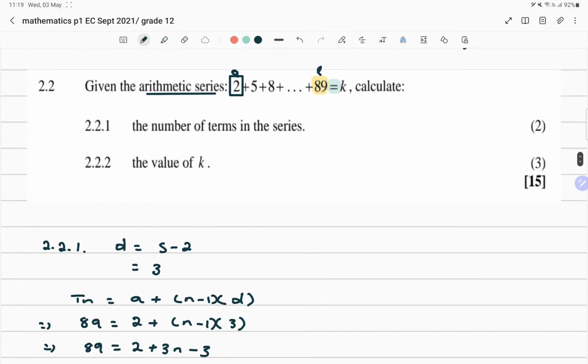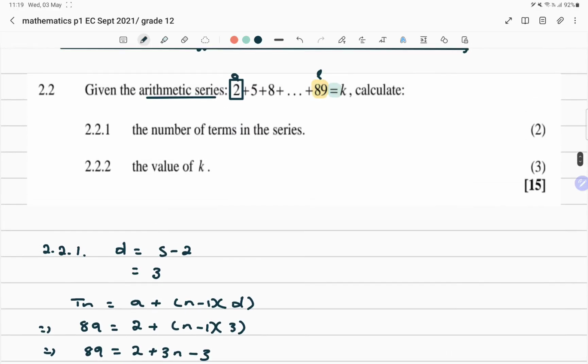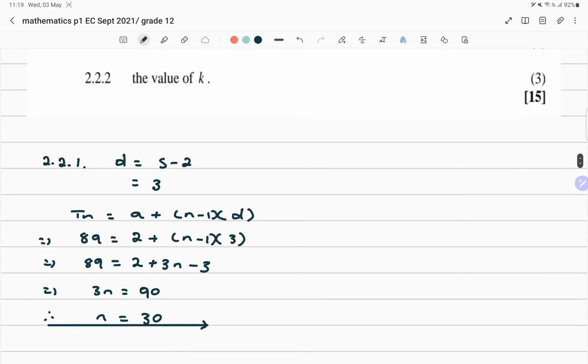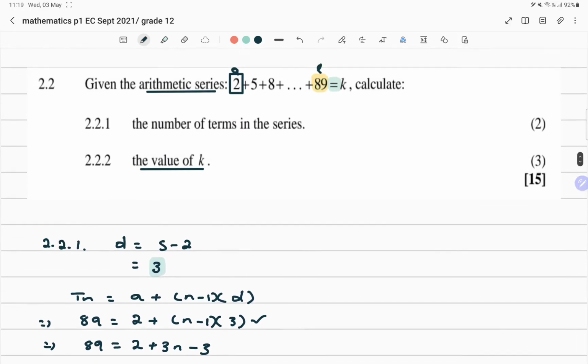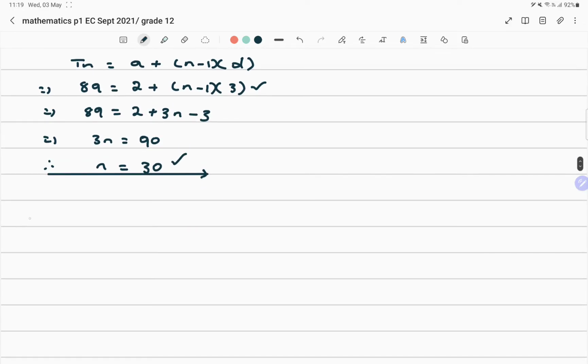So easy stuff. As you can see, you're only getting 2 marks, which I believe is just the correct substitution and the answer, because by inspection you could find it. All right, let's go. It says determine the value of k. So now we want the sum of those 30 terms.